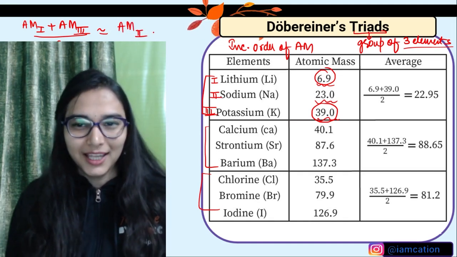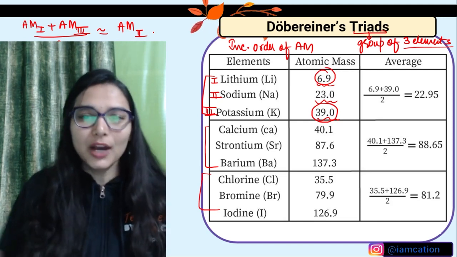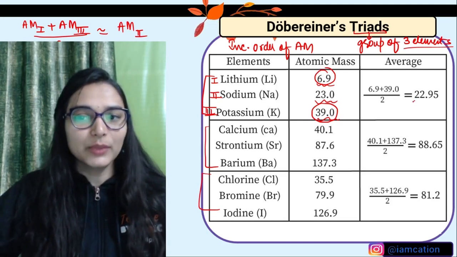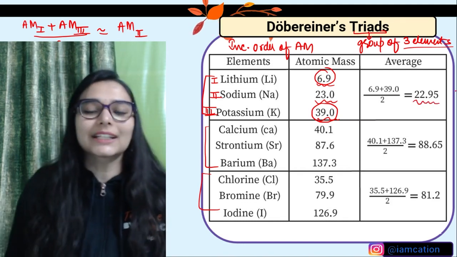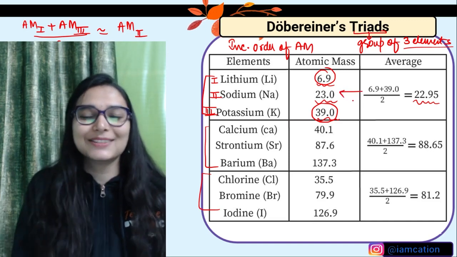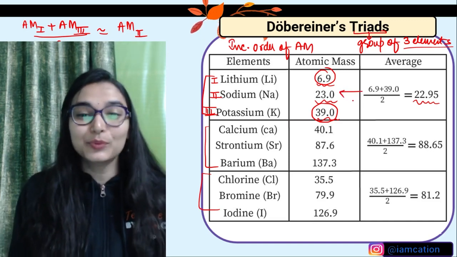Wow. Is it happening? Watch it. 6.939 and 39, you take the average of it. That comes out to be around 23, roughly equal to the atomic mass of the second element, that is sodium. Yes, that was a pretty classification.